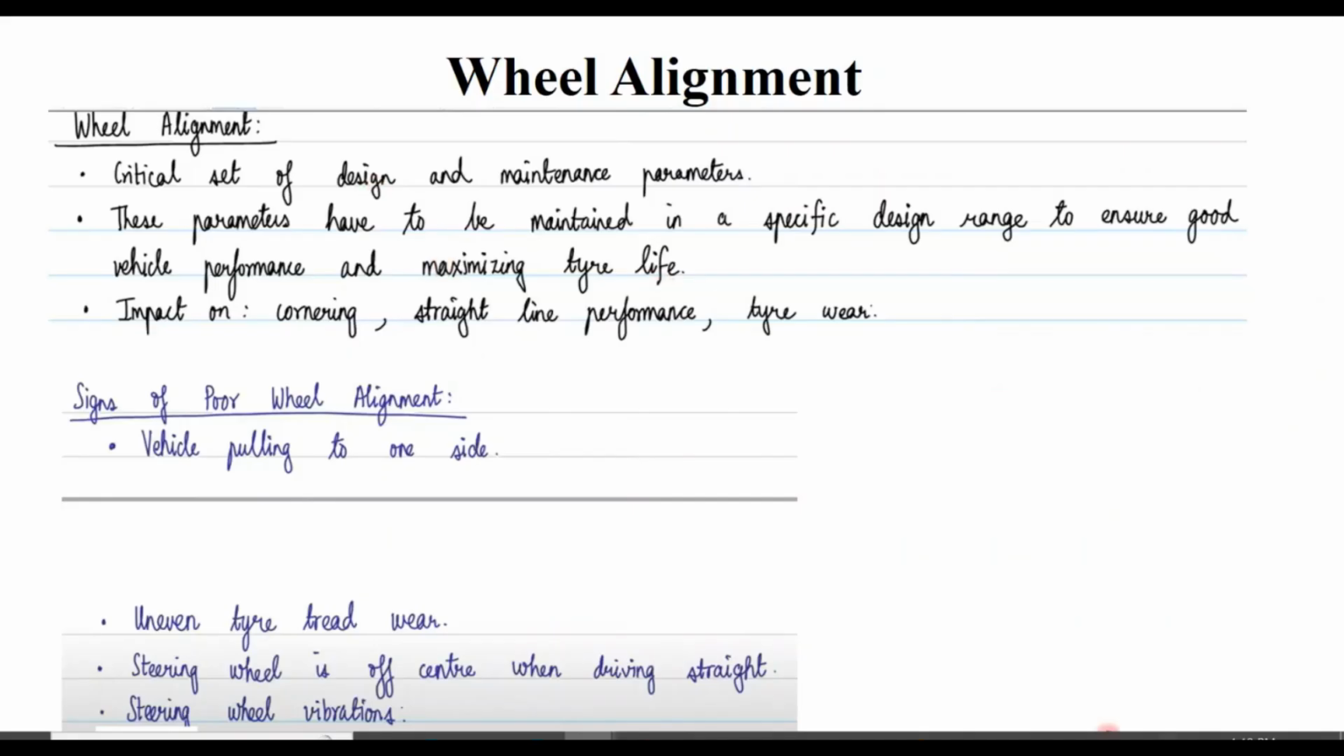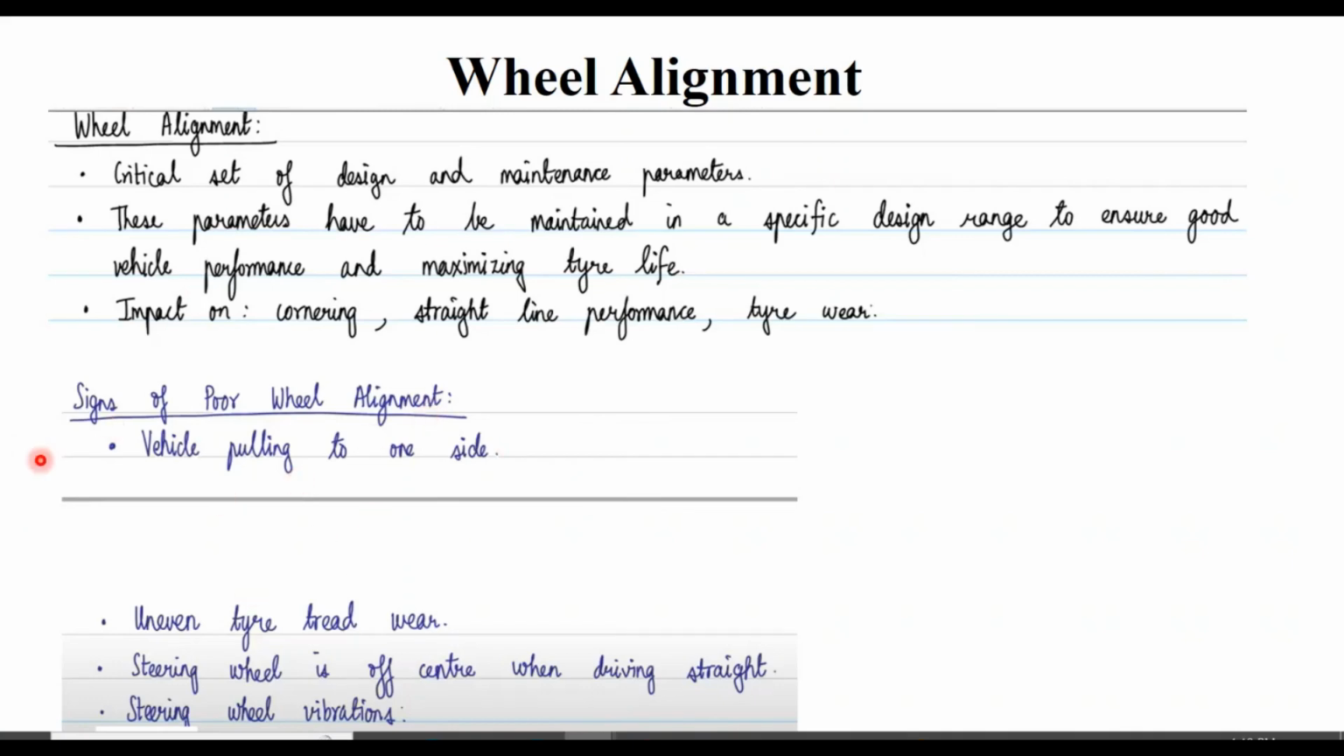Let us go to the wheel alignment and see why it is very important. If you don't have proper wheel alignment, the vehicle will pull towards one side. You will have instability basically.